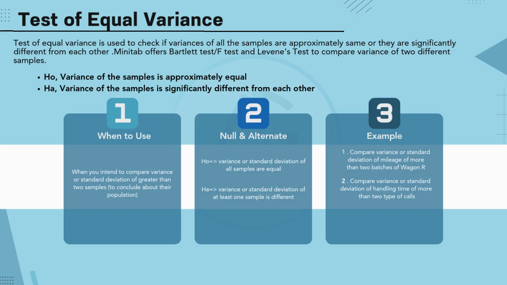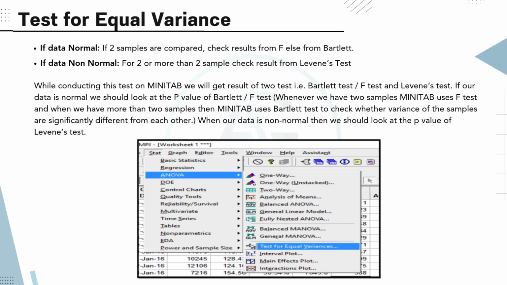In summary, the test of equal variance is a foundational step to ensure the validity of your statistical comparisons. Let's take a deeper dive into how we perform the test for equal variance, particularly using Minitab. When performing this test, it's important to first determine whether your data is normally distributed or non-normal, because that determines which test results we should rely on.